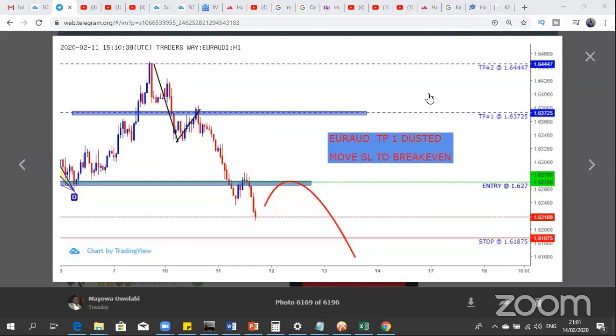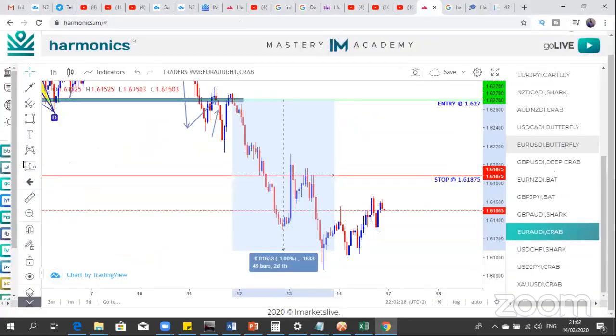This is USD JPY, and we said sell below. Can you see? Nothing has happened. This is 109.68. It has not broken it. Until it breaks it, that is when you talk about sell.